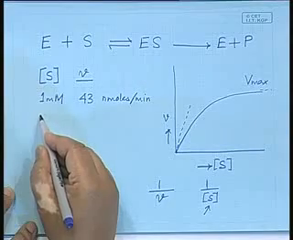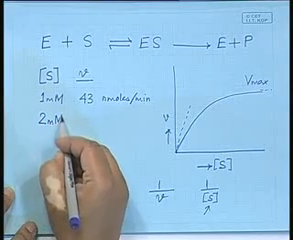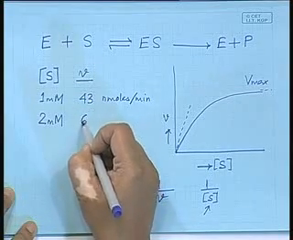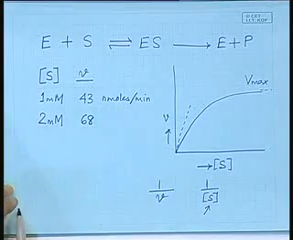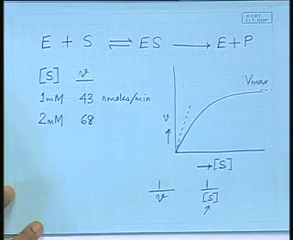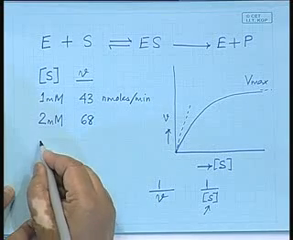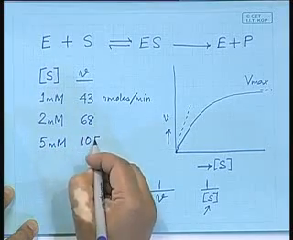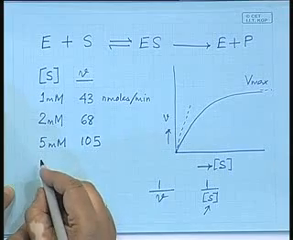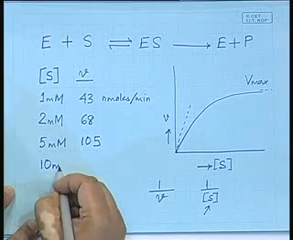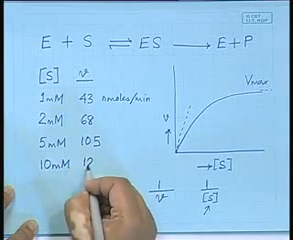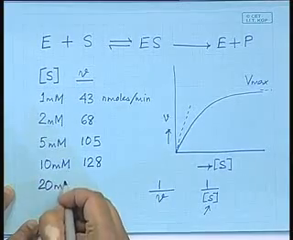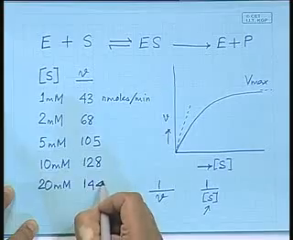Now I repeat the reaction with 2 millimolar substrate. Then my velocity increases to 68 nanomoles per minute. I now go to 5 millimolar where I have 105 nanomoles per minute. 10 millimolar where I have 128 nanomoles per minute, and 20 millimolar where I have 144 nanomoles per minute.